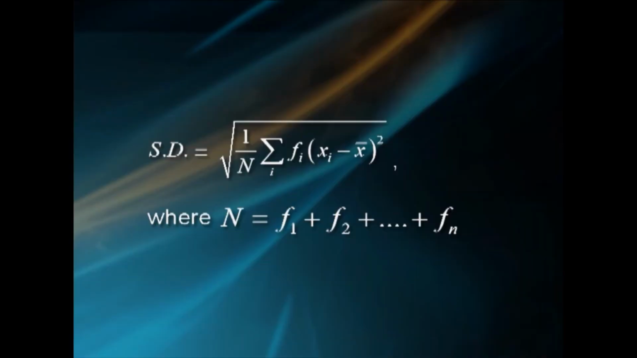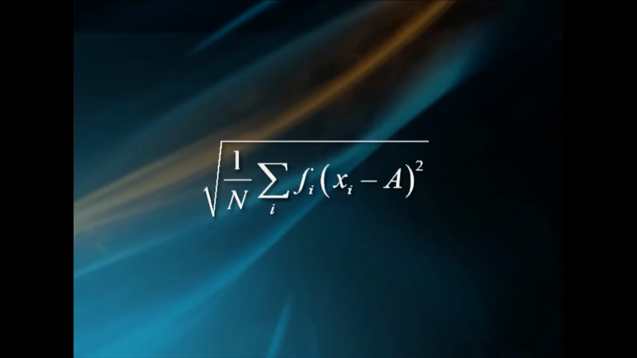The square of standard deviation is known as variance. If the observations are given in the form of class and frequency with variable values x1, x2, ..., xn and corresponding frequencies f1, f2, ..., fn and with arithmetic mean x bar, then SD equal to square root of 1 by capital N summation over i fi into (xi minus x bar) whole square, where capital N equal to f1 plus f2 plus ... plus fn.